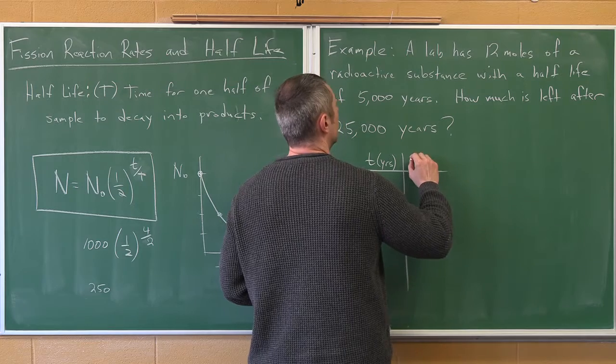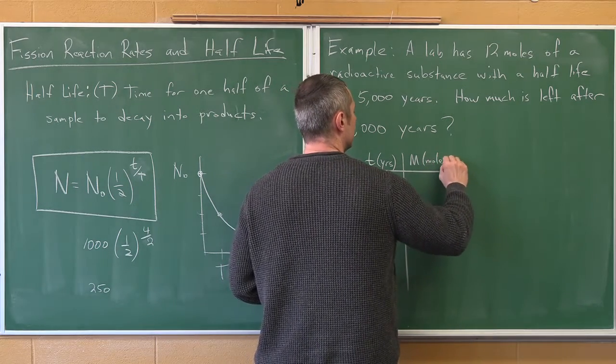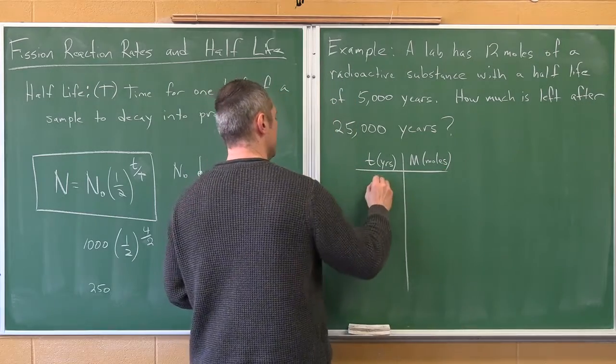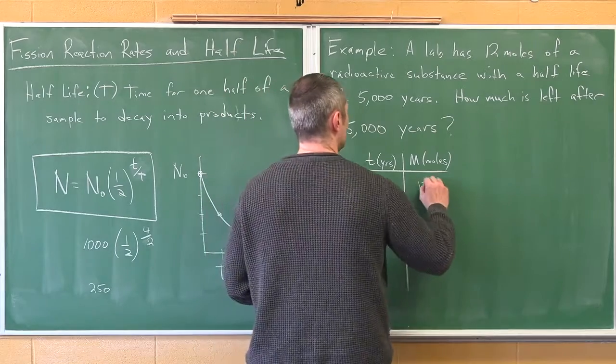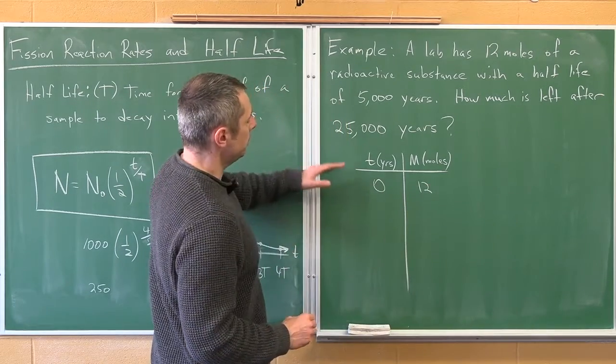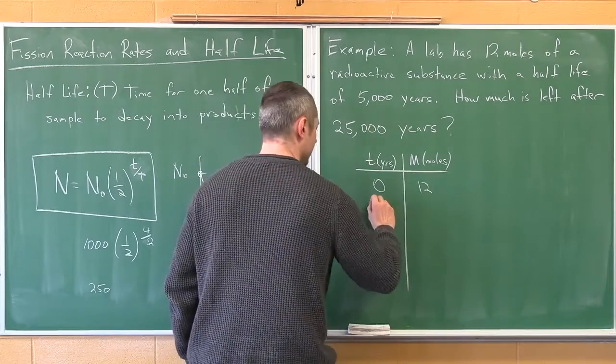and maybe I'll put M for moles, a mole column. And at time 0, when the lab got the substance, we had 12 moles. Now what I'm going to do is I'm just going to put increments of half-life like this. So 5,000.